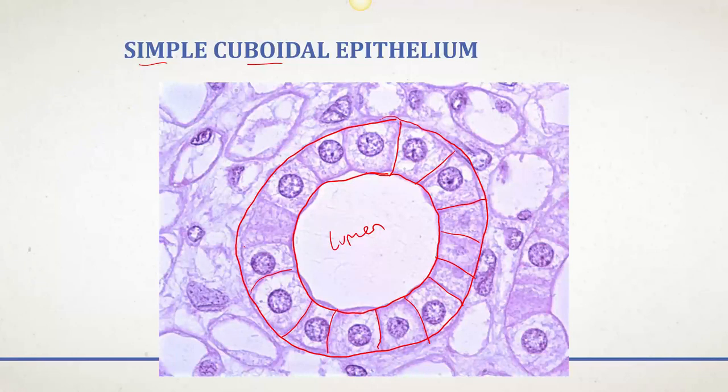This is located in the kidney tubules and in the ducts of glands. So this tissue makes up tubules, or small tubes in the body, and ducts of glands to help secrete things out of the glands. So the function is secretion and absorption. And again, that major cell type is just an epithelial cell.